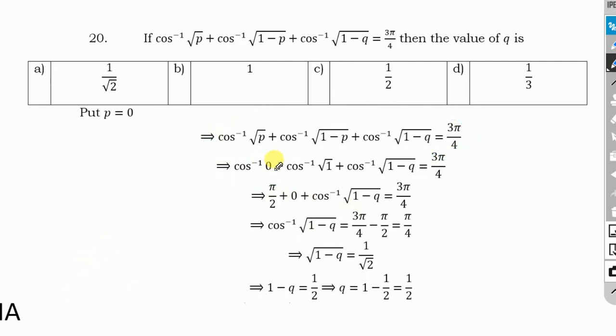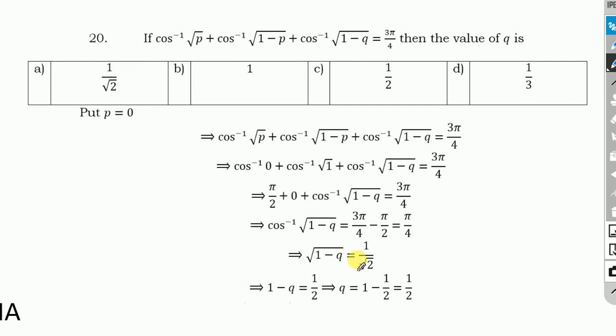That is, let us put p is equal to 0. We'll put p is equal to 0. Therefore, this first term becomes cos inverse of 0 plus when p is 0, this is cos inverse of root 1, that is cos inverse of 1, and I have cos inverse of root of 1 minus q, which is equal to 3 pi by 4. Cos inverse of 0, we know that cos pi by 2 is 0, therefore cos inverse of 0 means it is pi by 2. Cos inverse of 1 means it is 0, and cos inverse of root of 1 minus q here, which is equal to 3 pi by 4. Now cos inverse of root of 1 minus q you can keep as it is. 3 pi by 4 minus pi by 2. You can take this pi by 2 to right hand side.